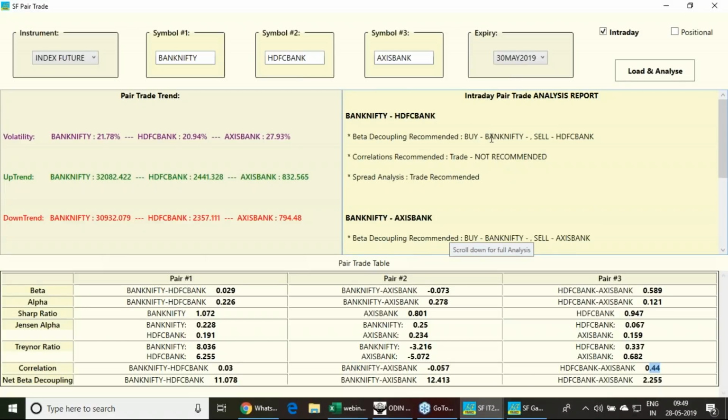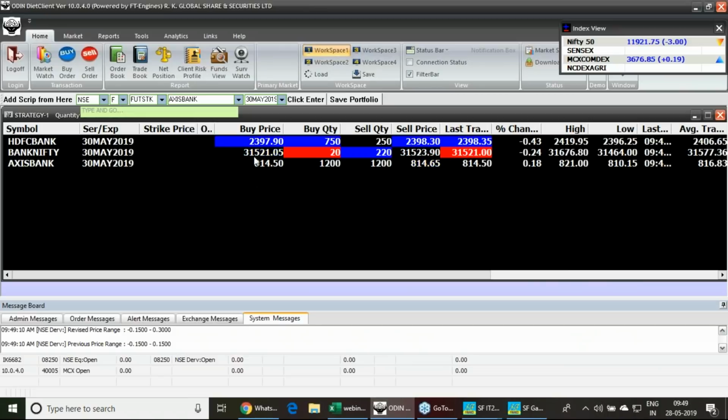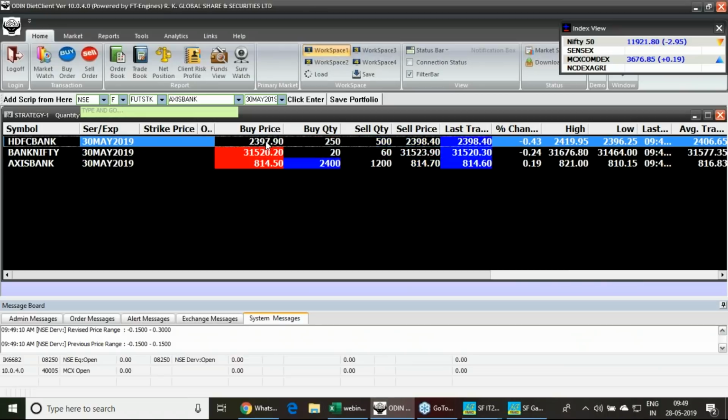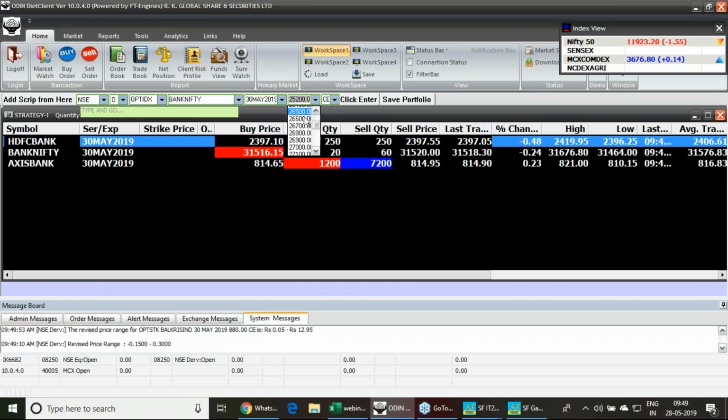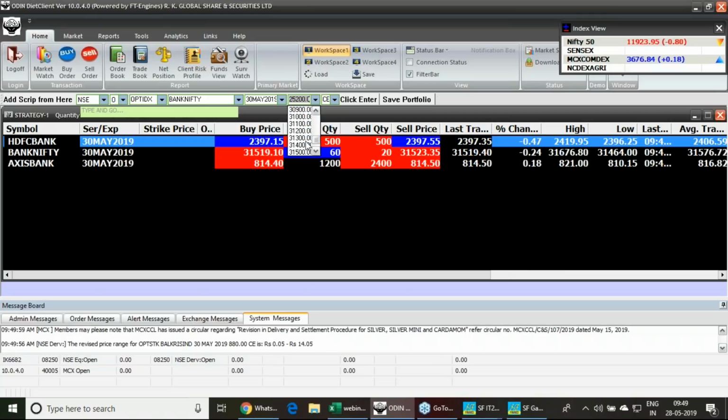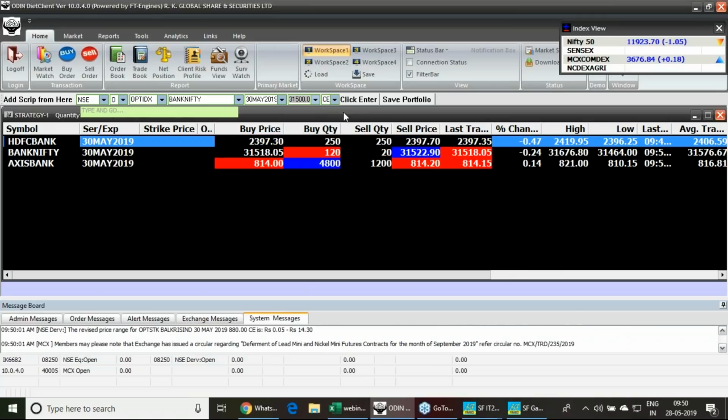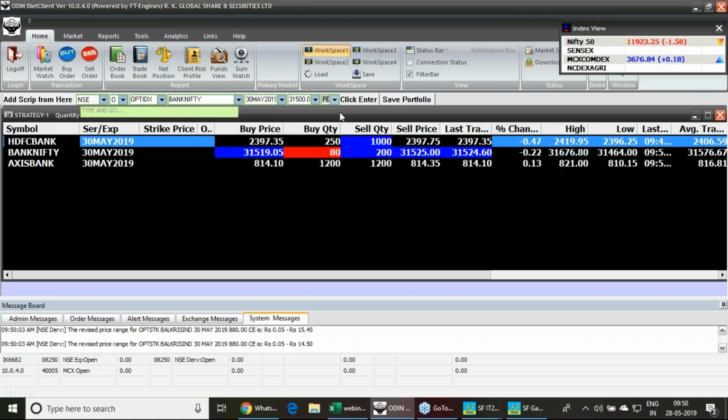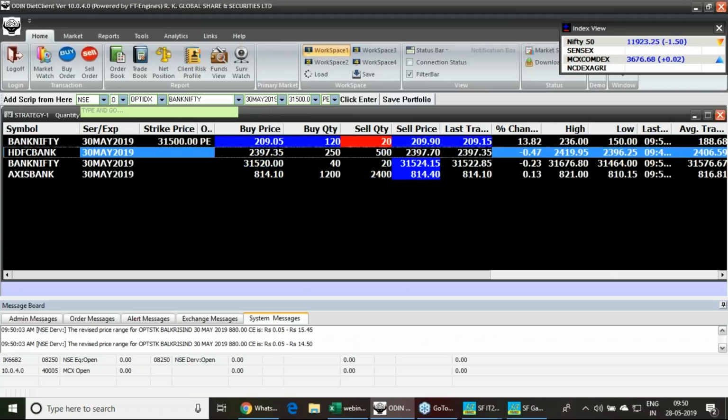First trade, if you are buying Bank Nifty and selling HDFC, which strike will you hedge? Quickly say, so that I can add some options here. You are buying Bank Nifty, so the 31,500 put. I am taking the 31,500 put. Two more days are left till expiry. So the 31,500 put, and you are selling HDFC.